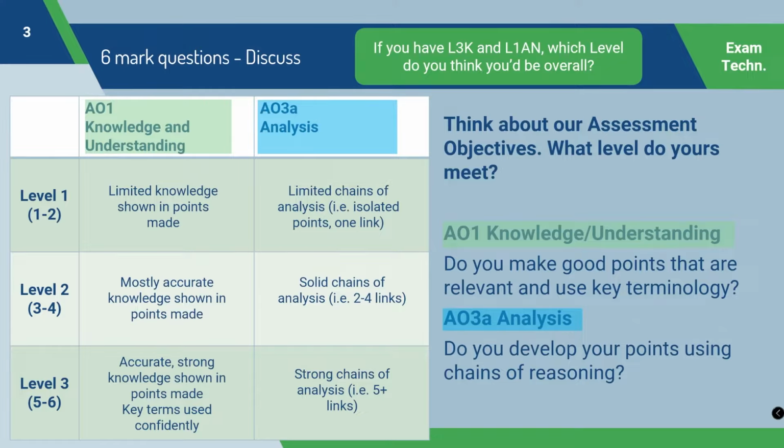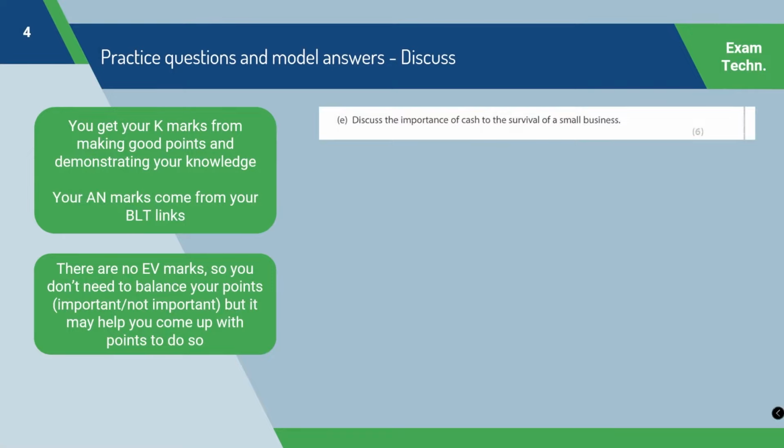Let's have a look at an example answer here. So the first thing, before Mike goes through the answer, you get your knowledge marks from making the good points and for demonstrating your knowledge, and your analysis comes from the links. And so it's just important when you see this model answer, you'll see a sentence to start off each paragraph, and that's where you're going to get your knowledge. You're going to get your analysis from how you take that a little bit further. We're going to color code it on the screen, so it's going to be really easy to see.